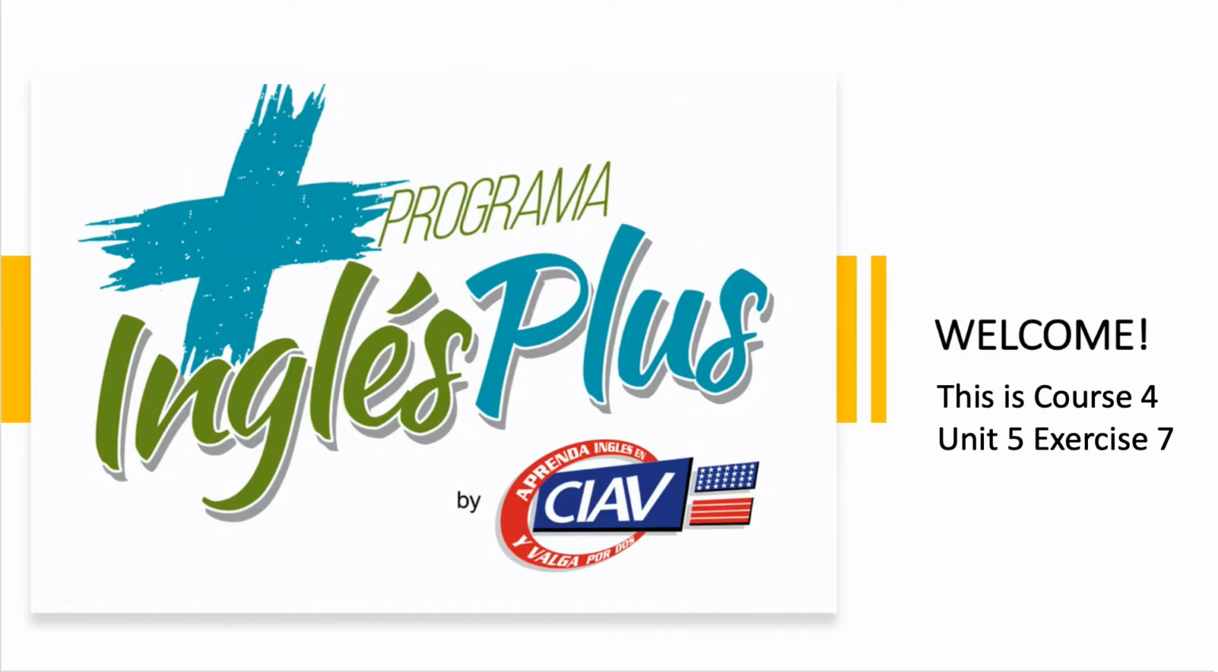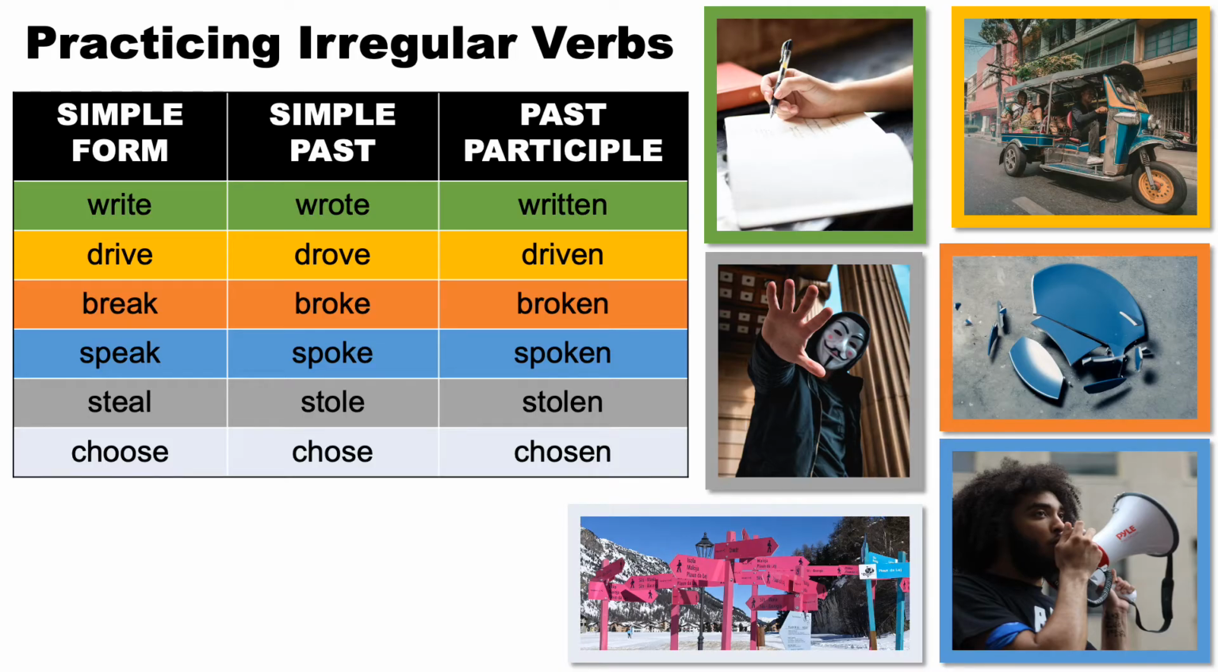In this exercise, we will be practicing irregular verbs. Now let's begin. In this exercise, we will be practicing the following irregular verbs. In the simple form: write, drive, break, speak, steal, and choose. In the simple past, it is said: wrote, drove, broke, spoke, stole, and chose. And in the past participle, we say: written, driven, broken, spoken, stolen, chosen. Now let's start practicing.